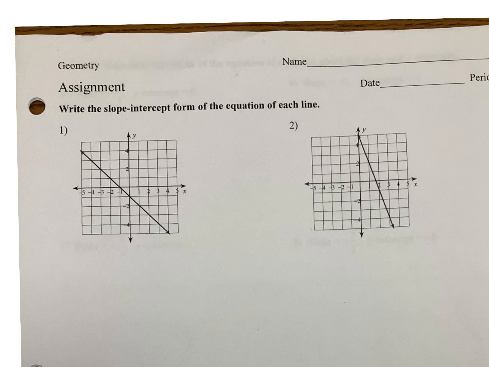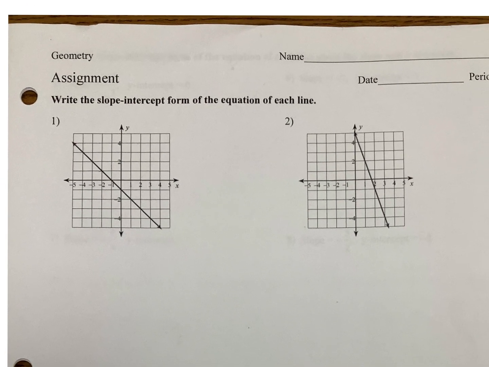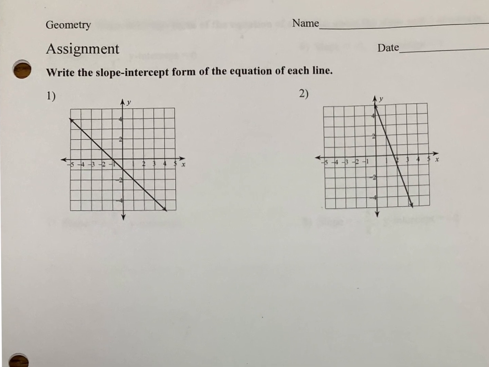All right, number one, write the slope-intercept form of the equation of each line. Okay, so all you have to do is pick 2 points. It doesn't matter which 2 points. So I can pick, really? Mark that place. I can pick this point here and this point here. And I can do rise over run.